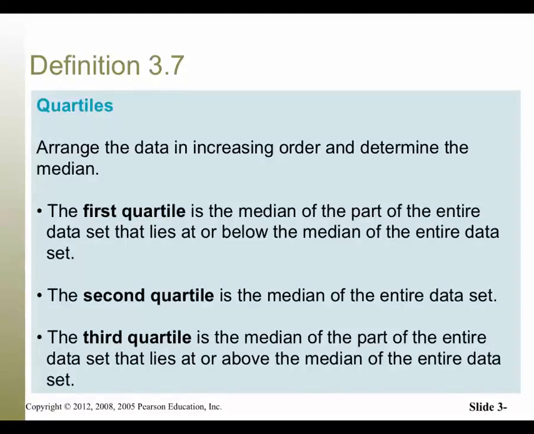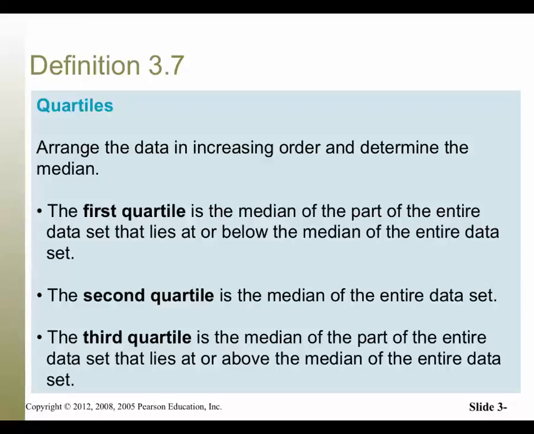So quartiles. First thing we do is quartiles. After we determine the median, we look at the lower half of the data set. The median splits the data set into two equal pieces. Then we look at the lower half of the data set and find the median of that. That's called the first quartile. So the first quartile is the median of the data set that lies below the median. We've split the data set in half, and now we come to the bottom half and split it in half again. That's called the first quartile.